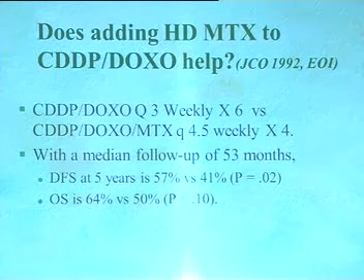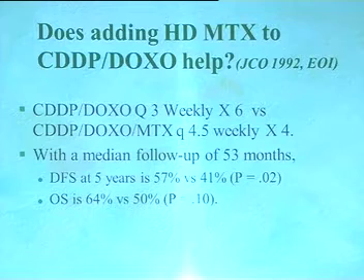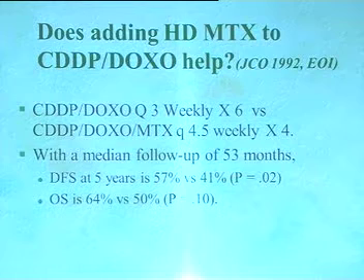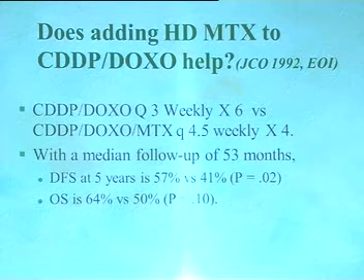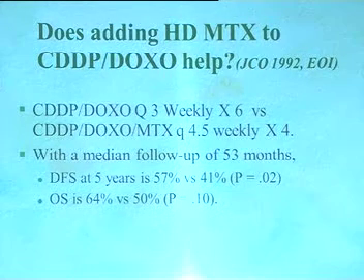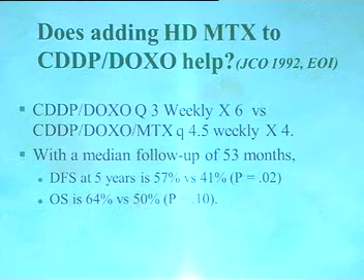So a trial was conducted, which was published in JCO. Here the research question was: does adding high-dose methotrexate to the two drugs, cisplatinum and doxorubicin, have any impact on outcome? The result was that in fact the two-drug regimen did better than the three-drug regimen. Although the overall survival was not different, the disease-free survival by adding methotrexate was lower.